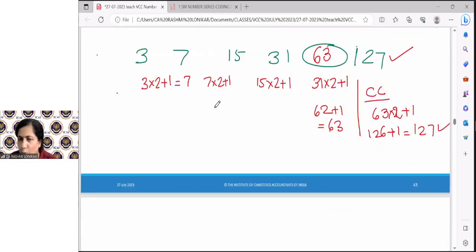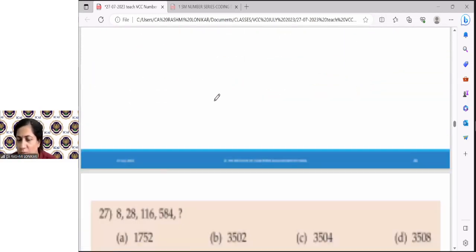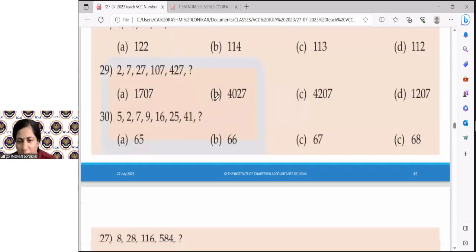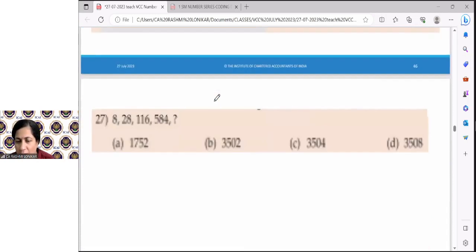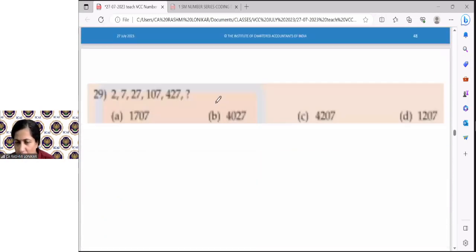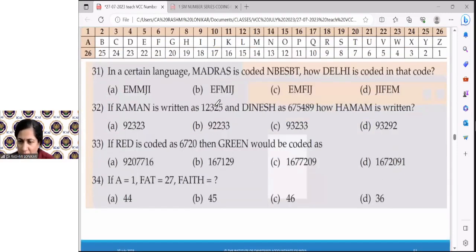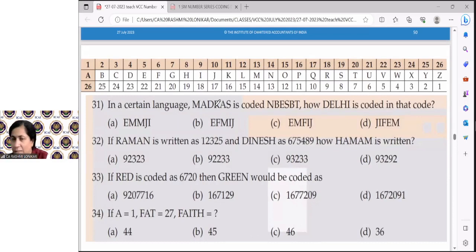Now, what I will do is after this, 27 to 30 are similar to this type of sums, so I will not do them right now. I will try to cover all types of sums. So, this is another type of sum that we are going to look into. Okay. So, pay attention. I will explain.